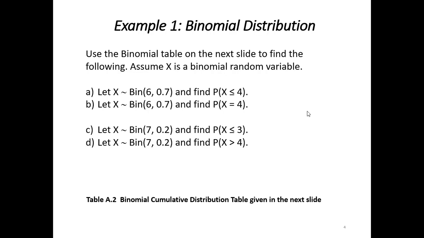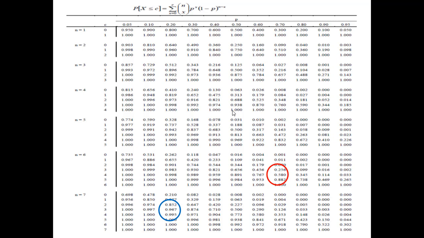Okay, so suppose x is a binomial random variable. There are 6 trials and p is 0.7. We're going to begin by finding the probability x is less than or equal to 4. And this follow-up question, the probability x is equal to 4. So a binomial distribution table is given in this slide. You'll see this in the textbook near the end.